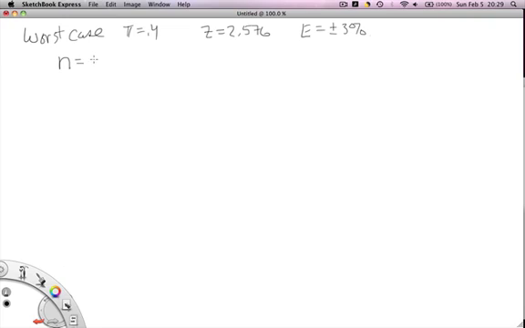Well, n is going to be z squared, so 2.576 squared, times sigma squared. Now remember, your estimate of sigma squared is pi times 1 minus pi in the case of proportions. So this is going to be 0.4 times 0.6. Notice this is sigma squared. You don't need to square it. A real common mistake is to square that 0.24 that results from that product. The margin of error is 0.03 squared. So if you do the math, you'll see that you need a sample of 1770.